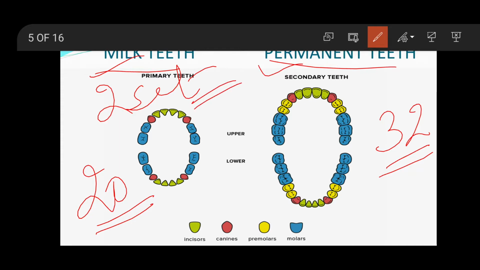Further, we have four types of teeth: incisors, canines, premolars and molars. These incisors help us to cut or bite the food. Canines help us to tear the food. Premolars and molars help us to chew or grind the food. You have studied these things in your junior classes also.